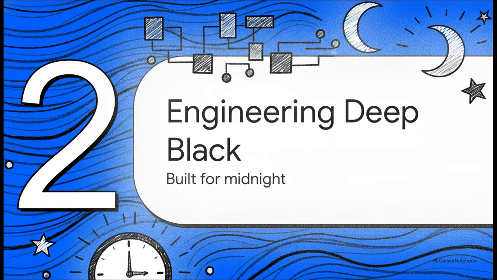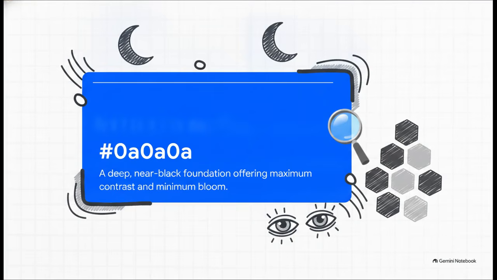Section 2. Engineering the deep black. So how do you solve a problem that runs this deep? Well, you engineer a solution specifically designed for that 34-minute midnight session. The team completely revamped their global dark mode around this very specific hex code.